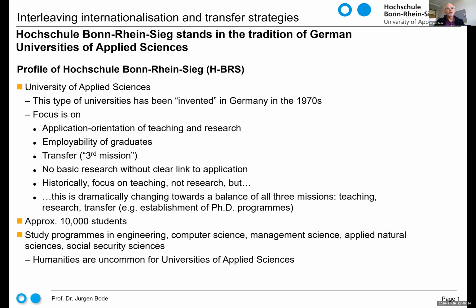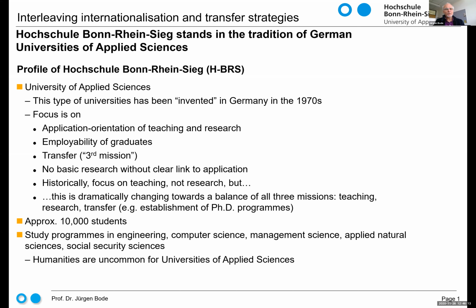Let me briefly introduce my university. Universities of Applied Sciences started operation in Germany in the 1970s as a practice-oriented complement to the traditional research universities. So the focus is on application orientation of teaching and research. It is on employability of our graduates. As I said in the beginning, transfer, the third mission, plays an important role.